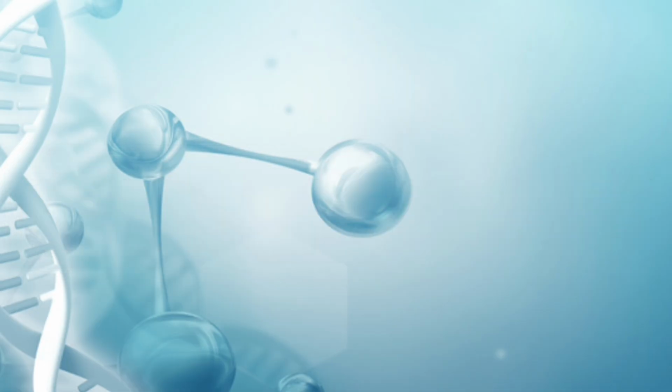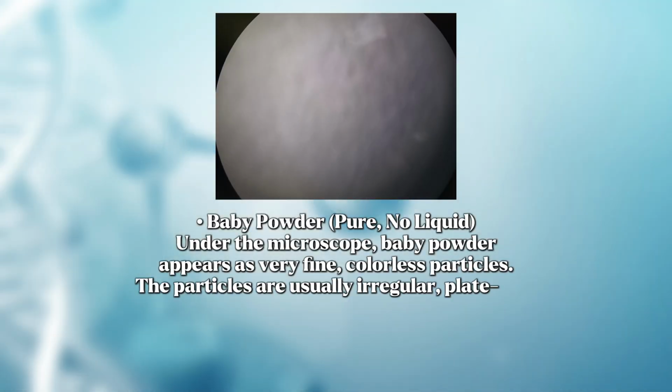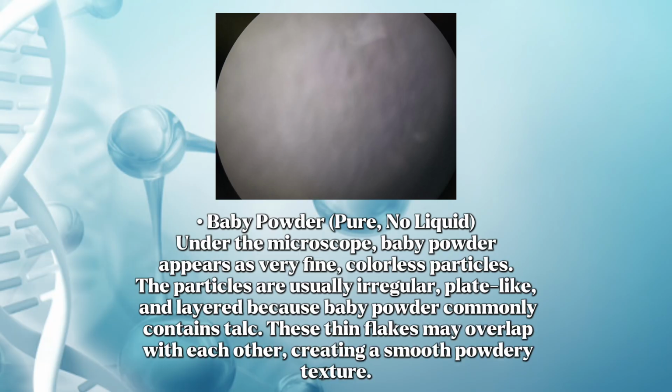Under the microscope, baby powder appears as very fine, colorless particles. The particles are usually irregular, plate-like, and layered because baby powder commonly contains talc. These thin flakes may overlap with each other, creating a smooth, powdery texture.